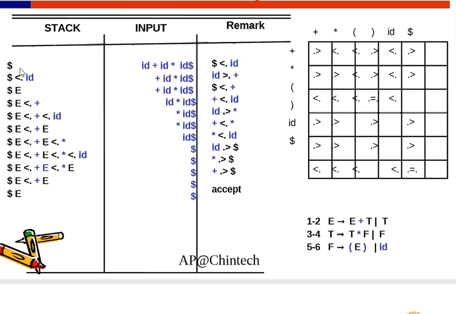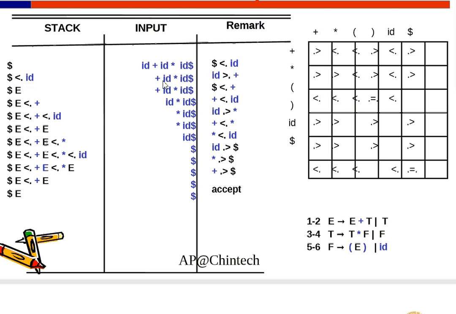So the first condition is what? A less than b, right? Then what to do? Put b into the stack. For easier understanding, the symbol is inserted in the stack, actually that is not part of it, just for your understanding. Whatever you are inserting is only what? id, right?